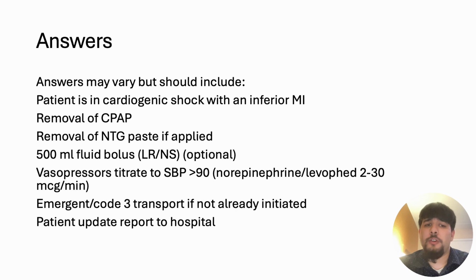From there, if you weren't already doing it, go ahead and do emergent code 3 to the hospital, and then do another patient update report to the hospital. Let them know that this patient seems to be in cardiogenic shock and they're now on a vasopressor.